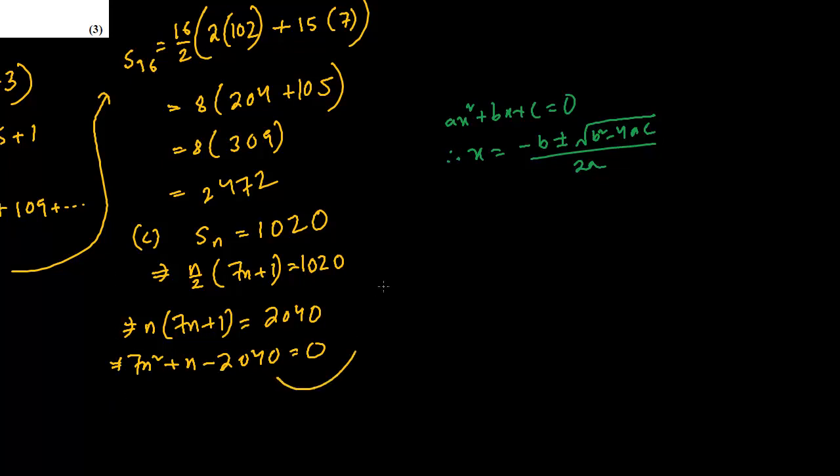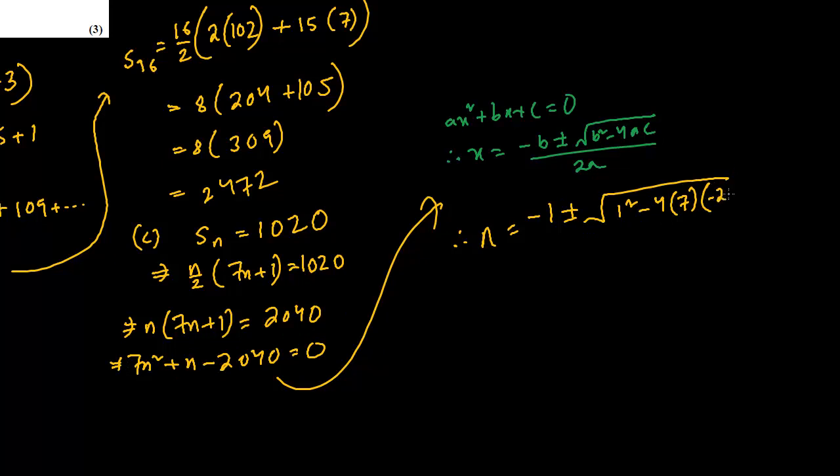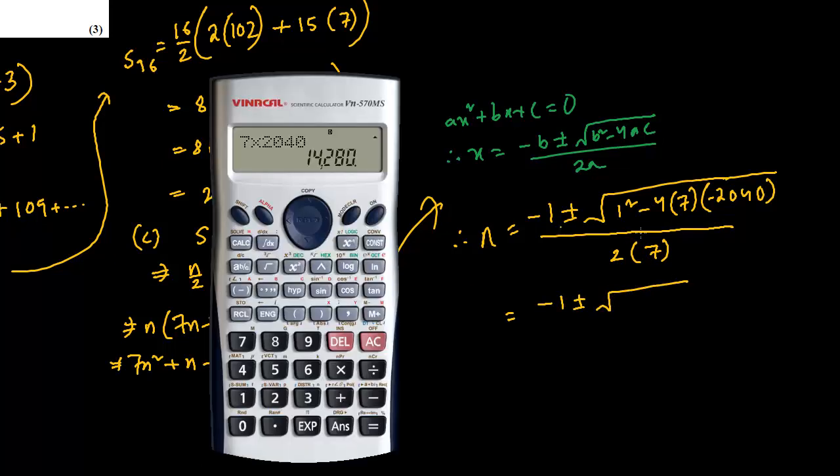We can write, therefore, n equals minus b. So b is the coefficient of n over here, which is 1. So minus 1 plus minus root of b squared, so that will be 1 squared minus 4 times a, which is 7, times c, which is minus 2040, divided by twice a. A is 7. So this is going to be minus 1 plus minus root of 1 minus minus is plus, so 1 plus 4 into 7 into 2040.